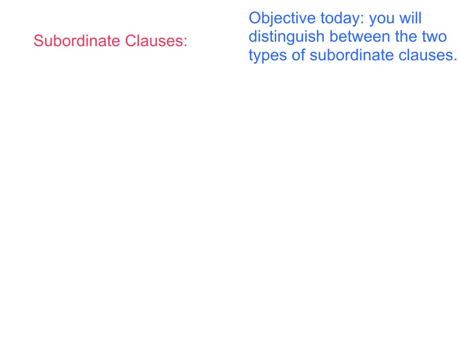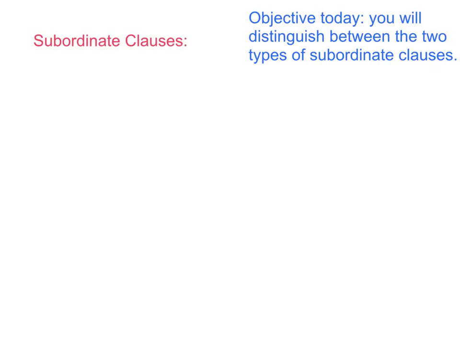Okay, so today our objective is very simple. Our objective today: you will distinguish between the two types of subordinating clauses. You will be able to tell me a subordinating clause and then whether it's an adverb or adjective clause. You'll be able to tell me why one is a subordinate clause that's an adverb clause and why one is considered an adjective clause. What are the key indicators that help us do that?